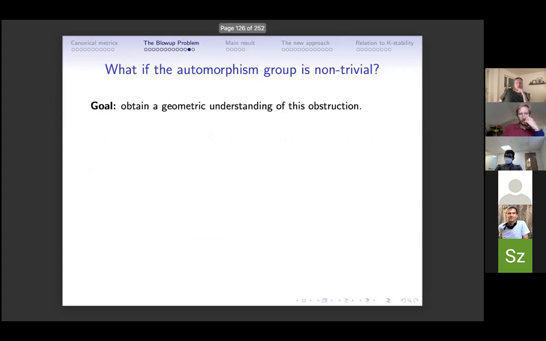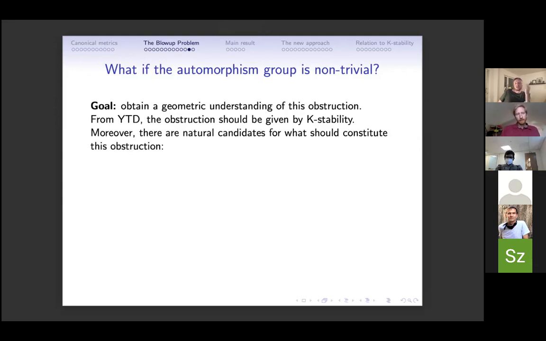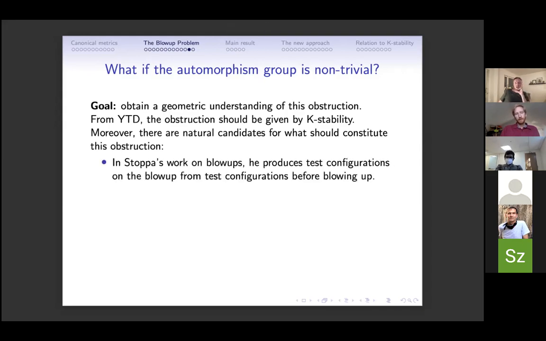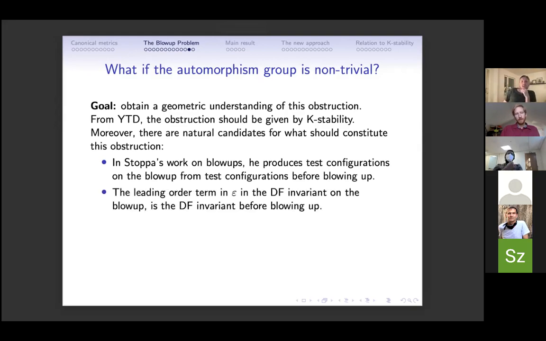Maybe very quickly, so the goal is to obtain some kind of geometric understanding of this obstruction. So when do we actually have a solution, despite the fact that it in general is obstructed? So from the Yau-Tian-Donaldson conjecture, you could guess at what the obstruction should be. It should be given by K-stability. And there's kind of a natural candidate for what should constitute the obstruction. So I mentioned this algebro-geometric work of Stoppa, where he produced test configurations on the blow up from test configurations before blowing up. And the leading order term in this numerical invariant that we had, the Donaldson-Futaki invariant on the blow up, is the one you had before blowing up.